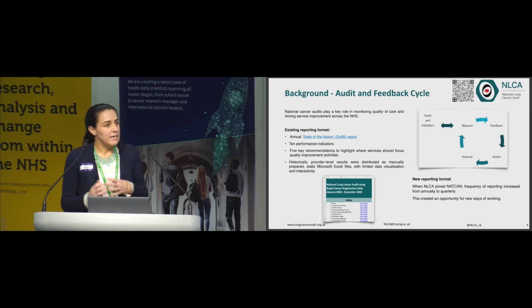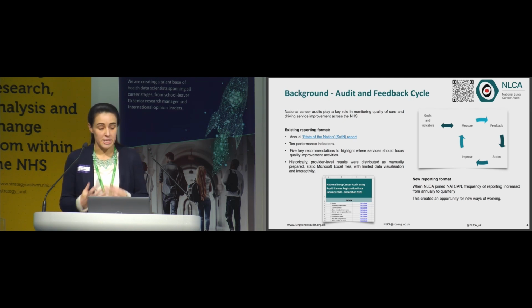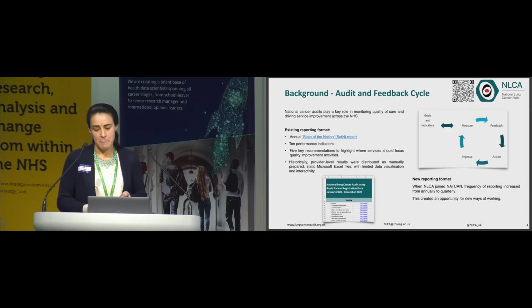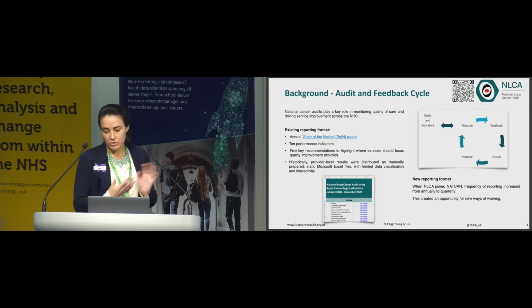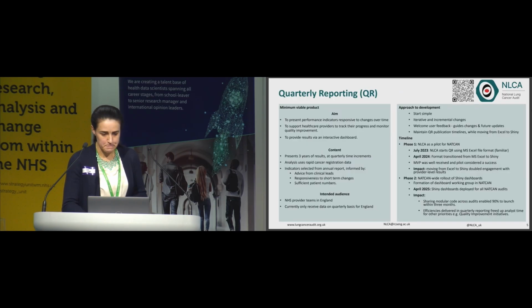So, when the lung cancer audit joined NatCan, the existing reporting format was annual State of the Nation reports. These included 10 performance indicators and made 5 recommendations to highlight where services should focus quality improvement activities. Historically, the provider level results that were distributed were manually prepared static Excel files with limited data visualization and interactivity. So when the lung cancer audit moved to NatCan, they were also looking to increase the frequency of reporting from annually to quarterly, and so this provided an opportunity for thinking about new ways of working.